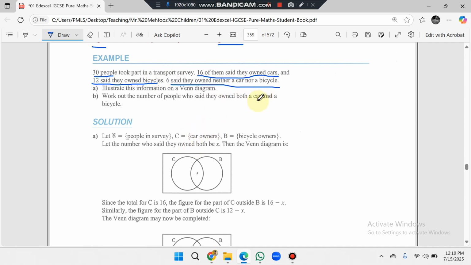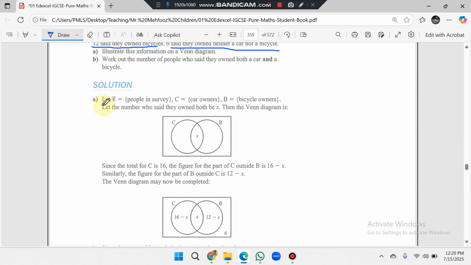So both a car and a bicycle means they are talking about the overlapping of set B and set C. Set B is the set of people who own bicycles, and C is the set of people who own cars, right? So first of all, we have to suppose that the universal set is the total number of people in the survey. The C set is the car owners and B set is the bicycle owners.